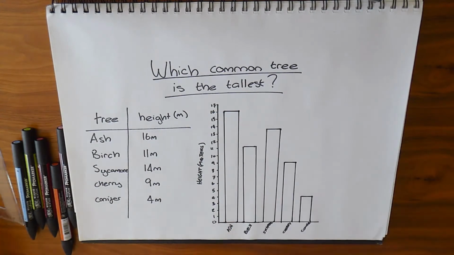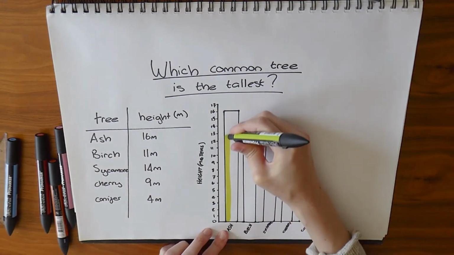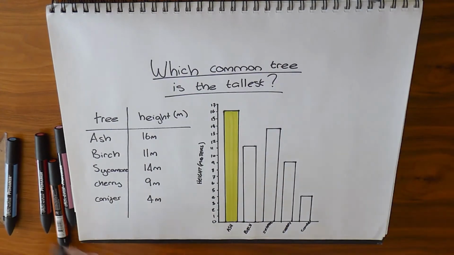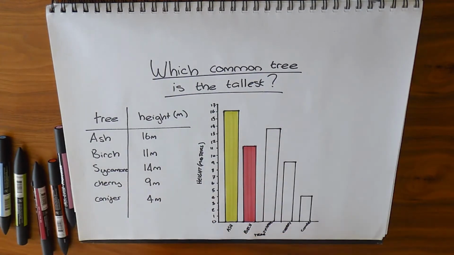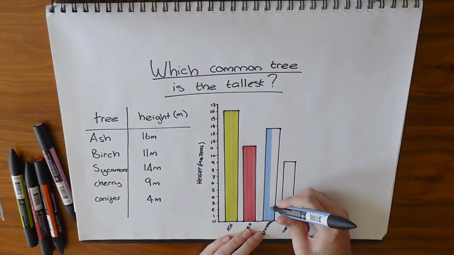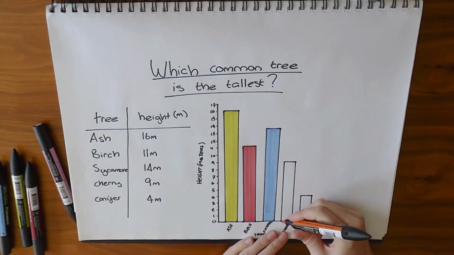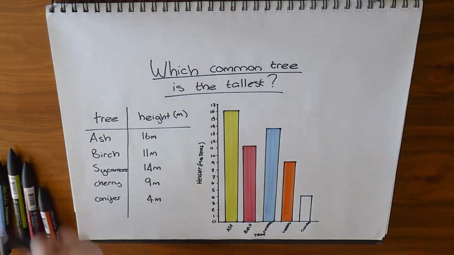You can see the bar chart gives a really clear indication of the height of each tree. You can also add some colours in to make some of the information stand out. As with our pie chart, you can either choose to do this on pen and paper, or you could choose a computer program like Excel to help you.